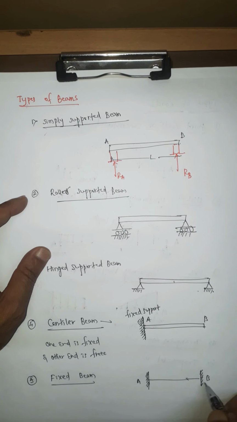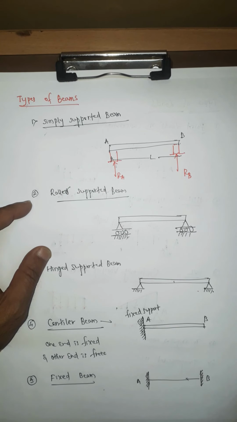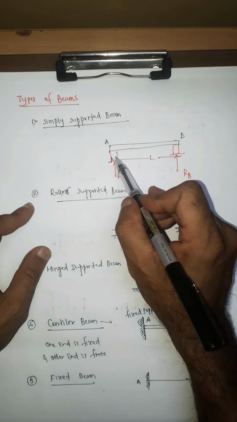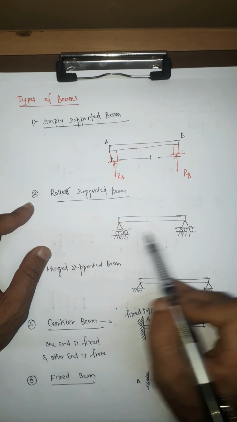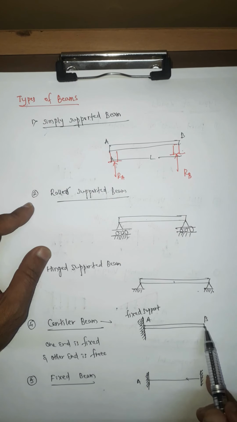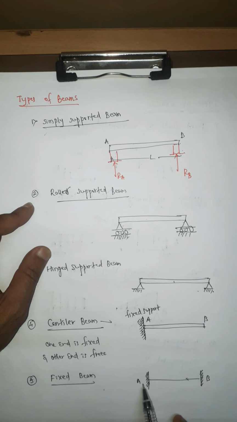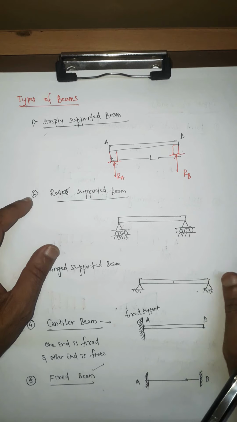Here also it is a fixed support, here also it is a fixed support. So this is called a fixed beam. These are the different types of beams we can adopt in the civil engineering field: simply supported beam, roller supported beam, hinged supported beam, cantilever beam, where one end is fixed and the other is free, and when both ends are fixed, the beam is called a fixed beam.